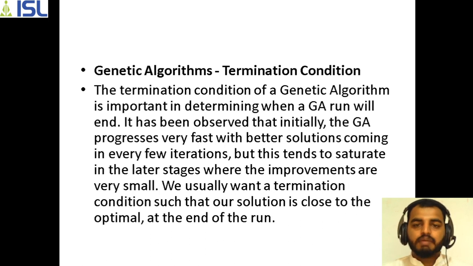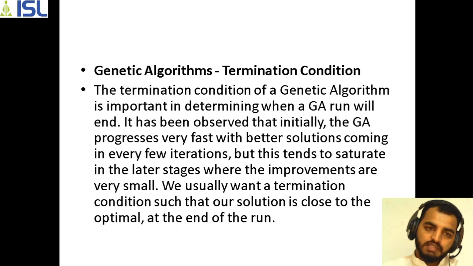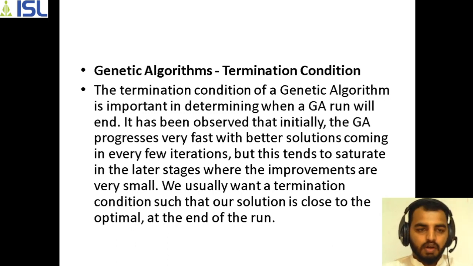Now the next one is the termination condition. The termination condition of a genetic algorithm is important in determining when a genetic algorithm run will end. It has been observed that initially the genetic algorithm progresses very fast, with a better solution coming in every iteration, but this tends to saturate in the later stages when the improvements are very small. We usually want a termination condition such that our solution is close to the optimal solution at the end of the run. This is with reference to the termination condition.